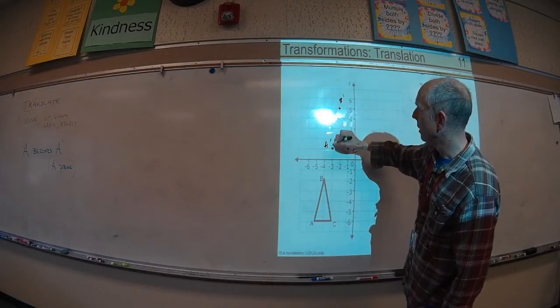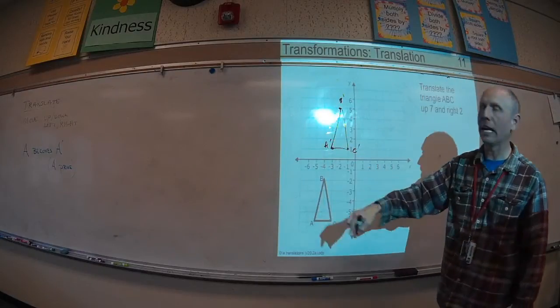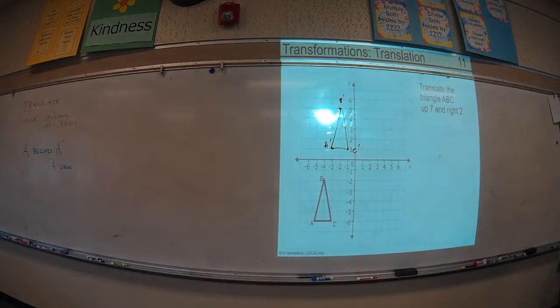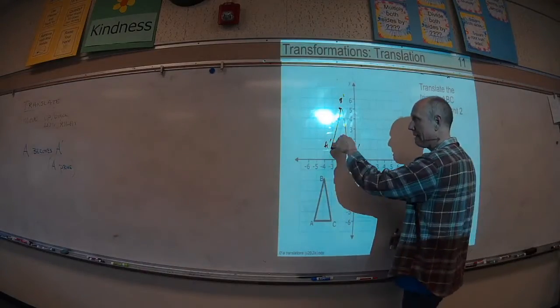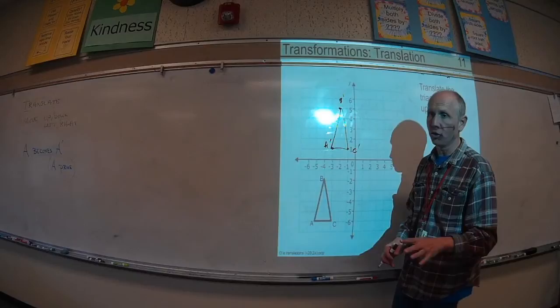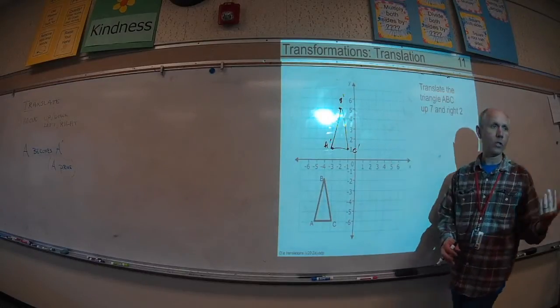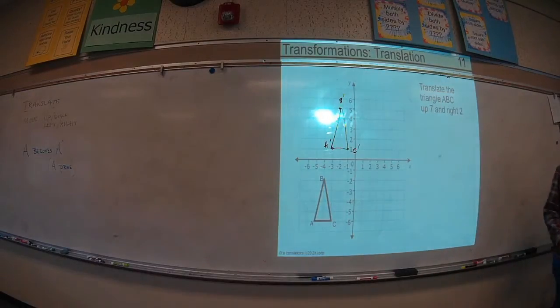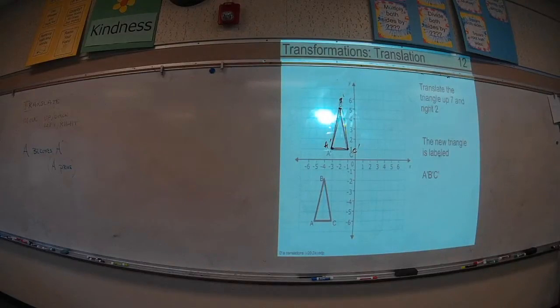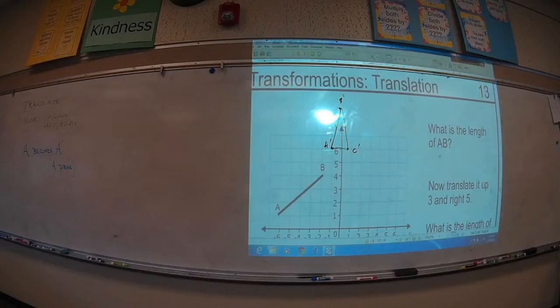B prime. Notice this triangle and that triangle are the same triangle. They are congruent. They did not change. This and that are the same triangle, just moved around. Questions so far? Cool. Well, let's do reflections then.